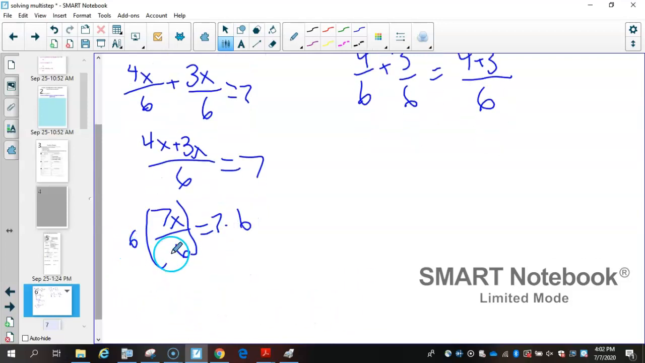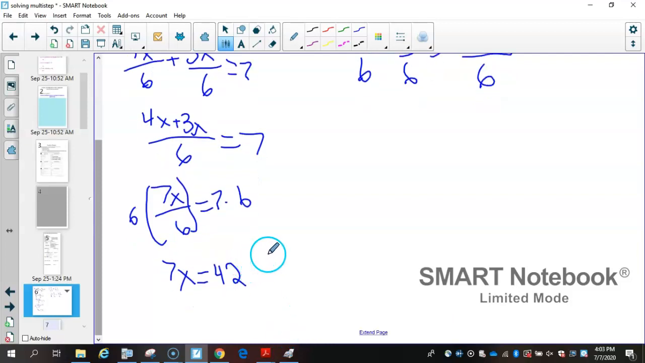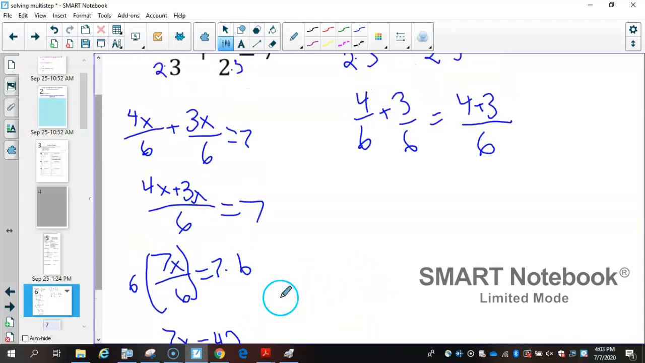When we do that, these 6's cancel or become 1. And then I have 42. 42? Yes, on this side. From there, I can just divide. So I can say that x equals 6.